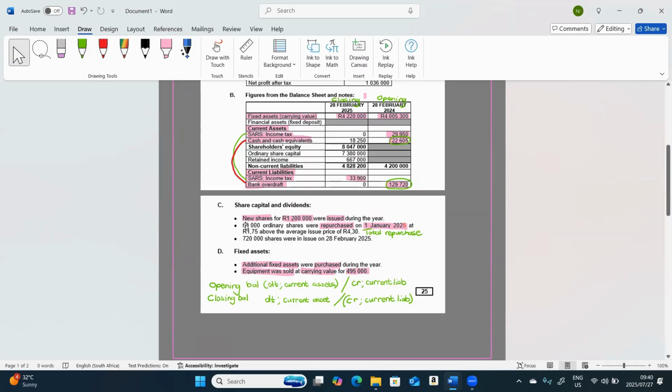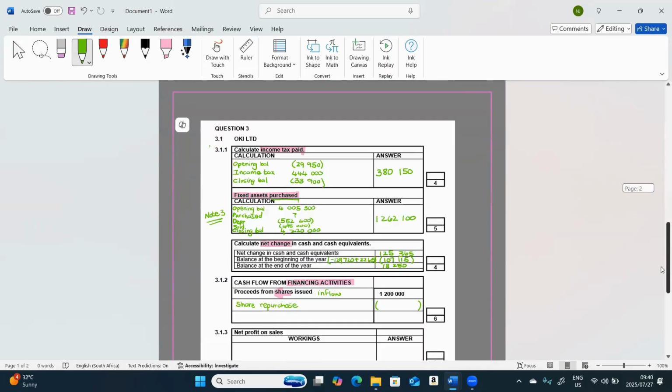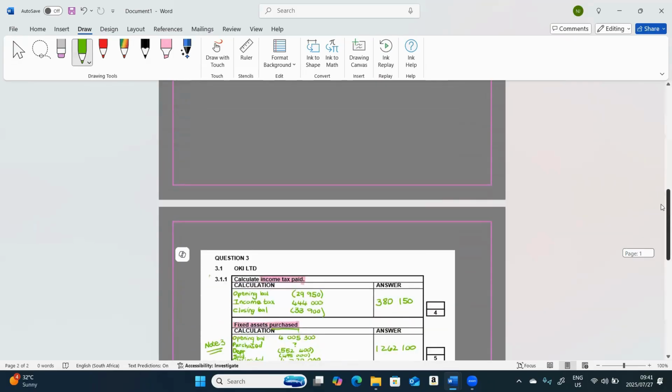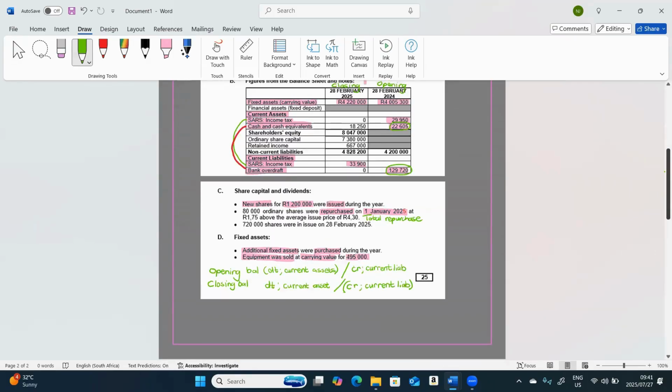How many shares did the company repurchase? They repurchased 80,000 ordinary shares. So that's going to be the first part of your calculation. You're going to show that the company repurchased 80,000 shares. Okay, how much did they pay for each share? And we know that we have to multiply this with the total repurchase price.